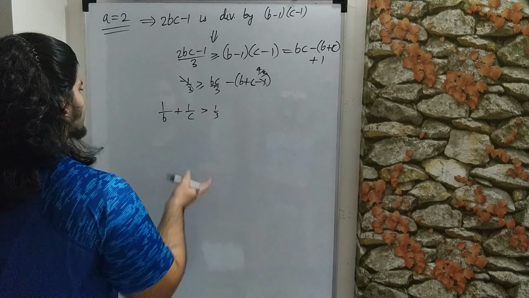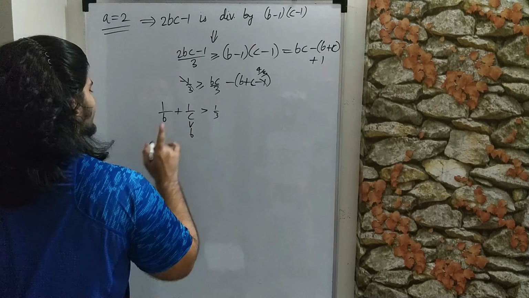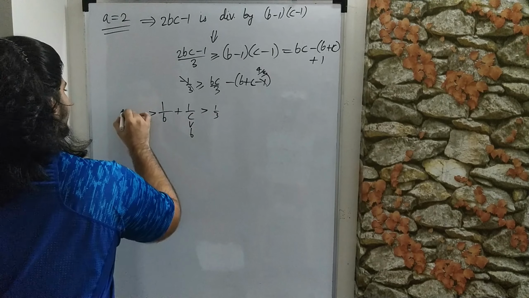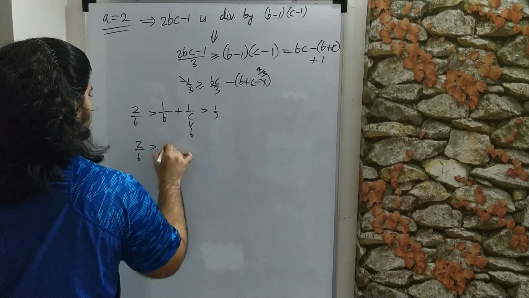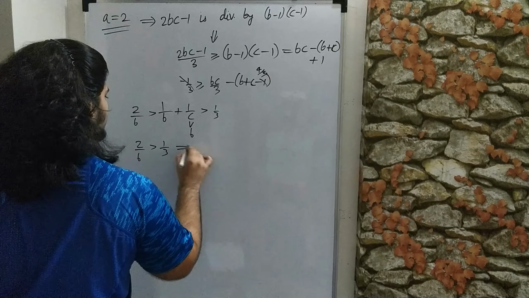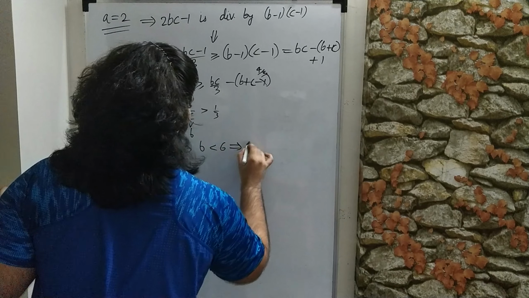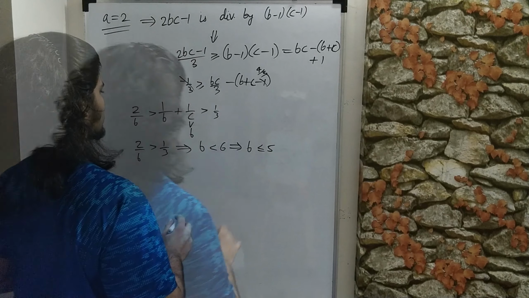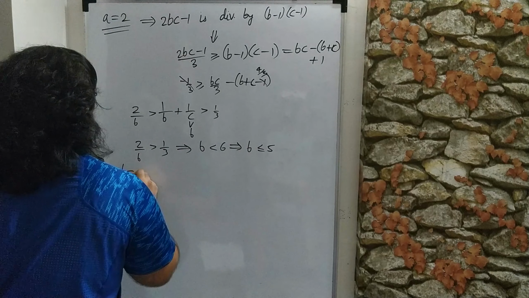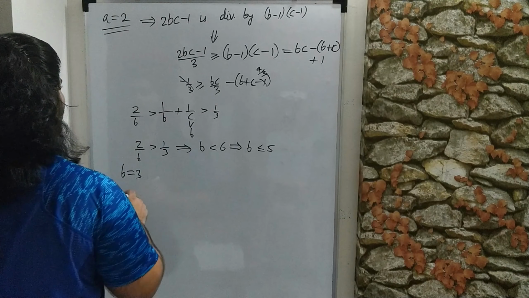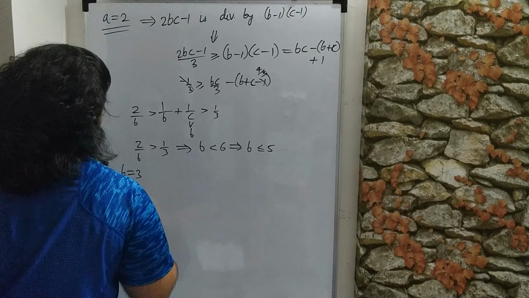And now what we'll do is we'll say that c must be greater than b, so that means this must be less than 2 over b. So that means 2 over b is strictly greater than 1/3, which implies that b is strictly less than 6. So that means b is less than or equal to 5. So now we get further 3 sub cases. b equals 3 because b can't be less than or equal to a, and b equals 4, b equals 5.